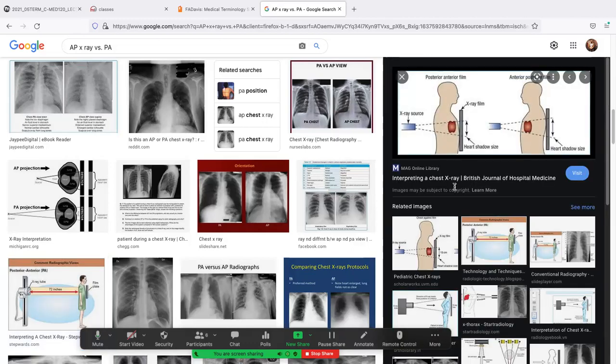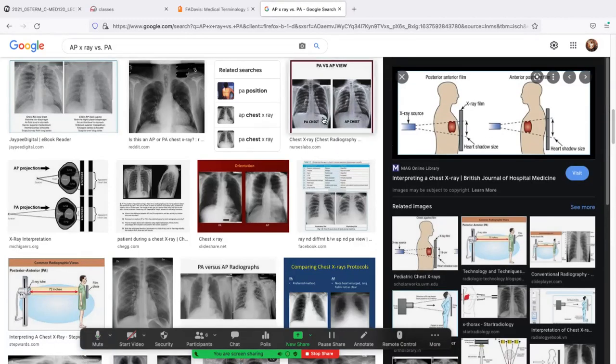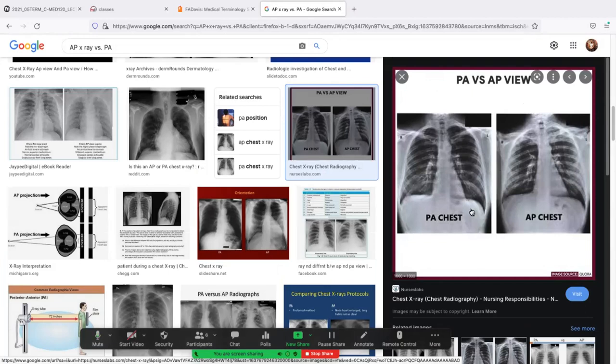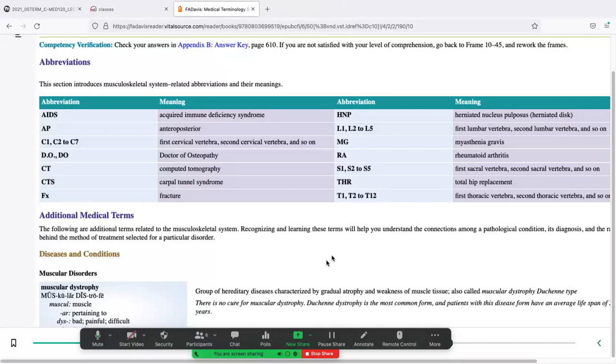It'll give you different views, different viewpoints, and then you could see, like here, these are called curly A's, curly B lines. So you could see different types of information in different places, and just know that if they order a PA film, it's very different from an AP film. That's AP, and the PA is the exact opposite.